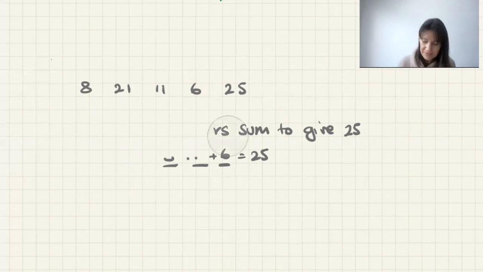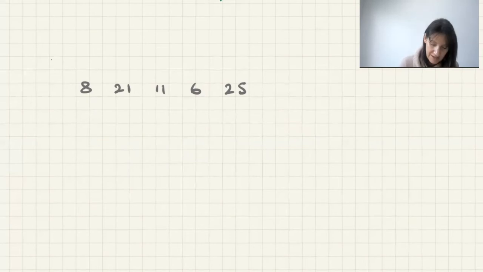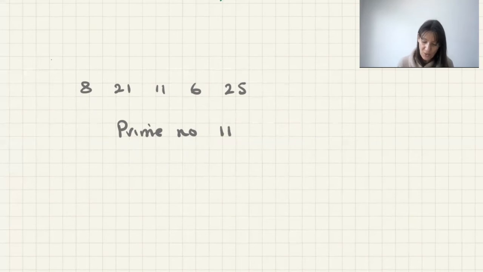Next question is going to be, write the prime number. Okay, prime number is 11. All the other numbers are in other times tables. 21 is in the 3s and the 7s, 25 is in the 5s, etc.